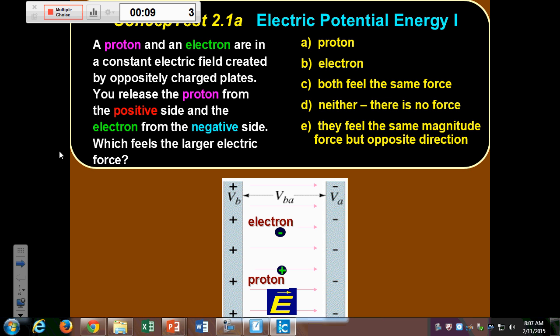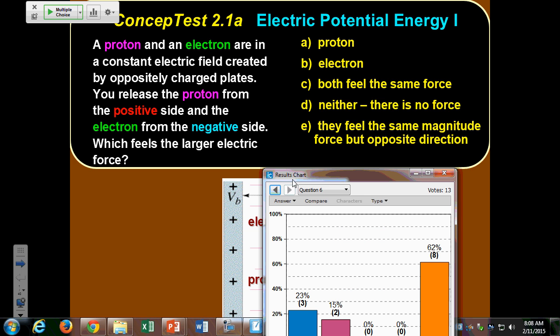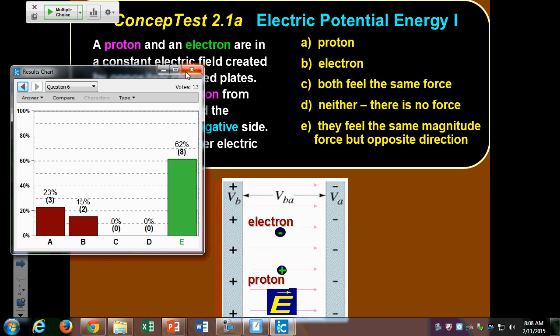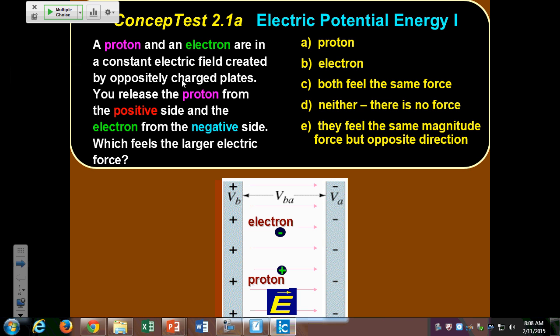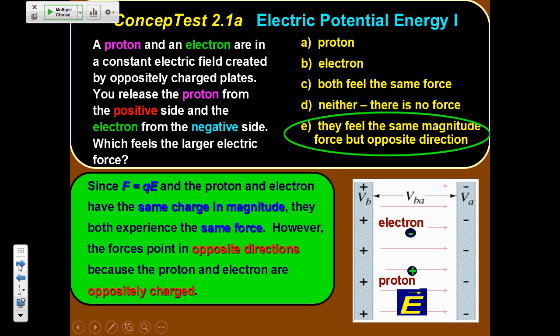We'll just go to about 8:15, and I'll hand back your exam. I'm going to stop at 40 seconds. Let's see, most of you put E. They feel the same magnitude force, but opposite direction. That's correct. So they feel the same magnitude force. They have the same charge, right? Protons and electrons, and they're in the same electric field. So they're going to feel the same force, but in opposite directions.